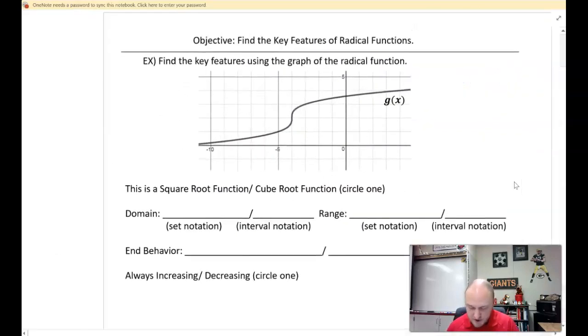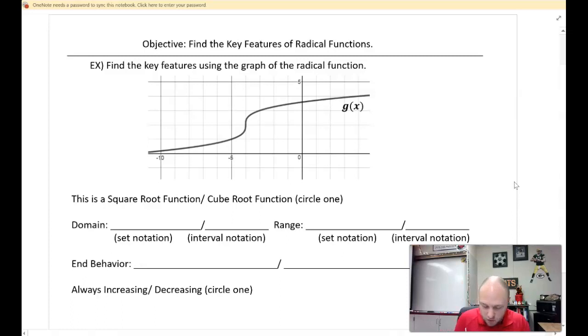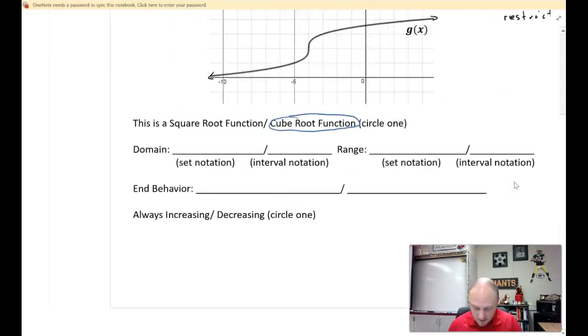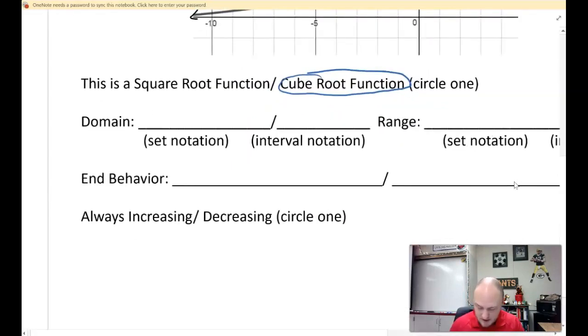The next type of function that I'm going to introduce you to is the cube root function. So here is the cube root function. And the awesome thing about cube root functions is they go on forever. There are no domain restrictions. So why is that awesome, Mr. Schwarberg? Well, I will tell you why that's awesome. Because the domain is always, always, always, always, always negative infinity to positive infinity. Always, for all of these.